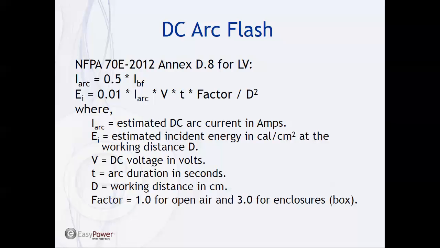When we do DC arc flash calculations, we have followed the NFPA 70E 2012 edition and the Annex D8 method for low voltage arcs. The arc current is assumed to be half the bolted fault current, and the incident energy is given by this equation. Again, you can refer to the standard for details on this. And this was derived based on some theoretical assumptions using the maximum power transfer theorem.